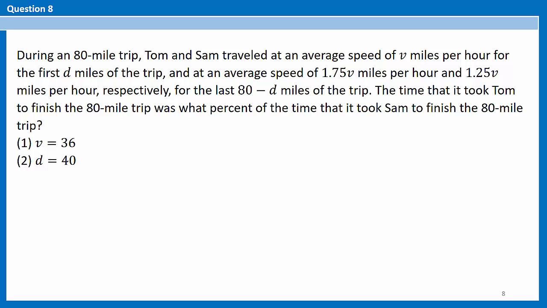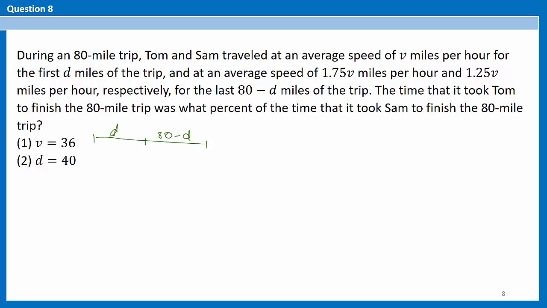Okay, during an 80-mile trip, Tom and Sam traveled at an average speed of b miles per hour for the first d miles of the trip, and at an average speed of 1.75b and 1.25b miles per hour respectively for the last 80 minus d miles of the trip. So we have two separate pieces of the trip. First d miles and then 80 minus d miles.